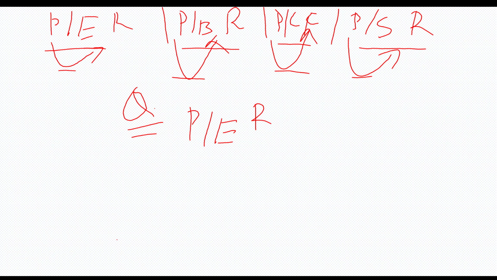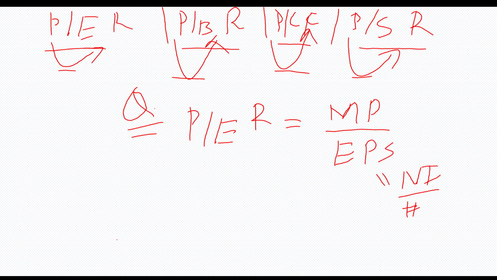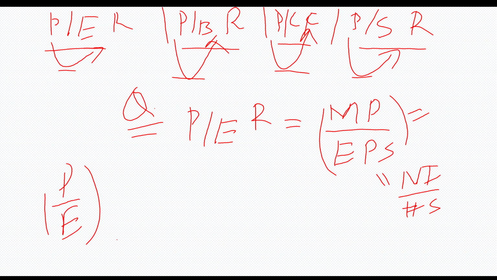PE ratio is usually defined as market price over earning per share. And earning per share is computed as net income over number of shares outstanding, right? So that number basically tells how much investors are willing to pay for a dollar of reported earnings, right? And that number could be high or could be low as compared to the market or industry average.